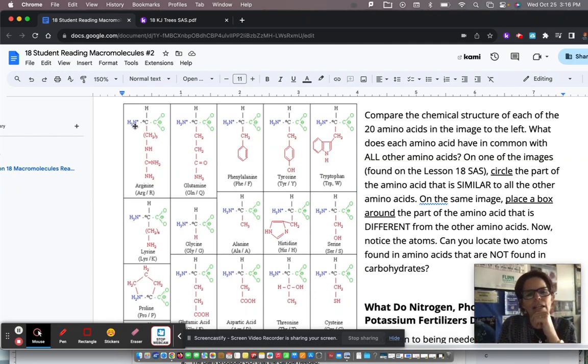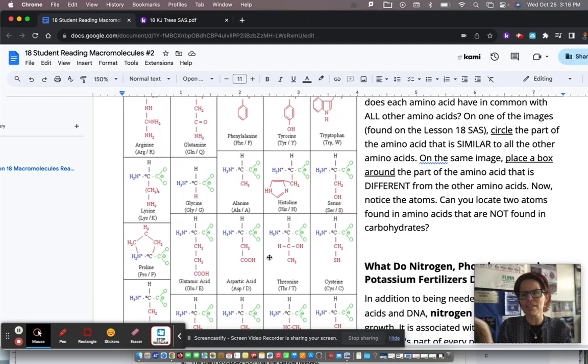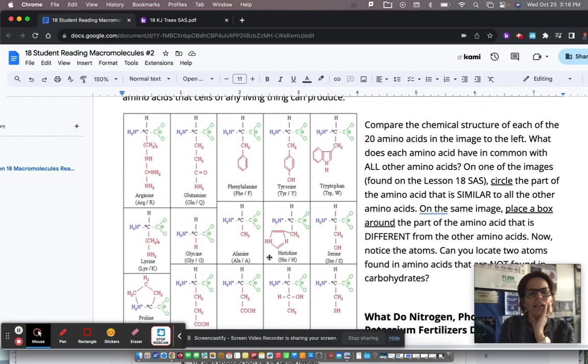So here's an N and 3 H's. The N is the blue one, and the H's are the white ones. And wait a minute, I see this blue in this one, and there it is in this one. Wait a minute, it's in every single one of the 20. KJ, they all have that in common. That wasn't that hard. All right, let's keep looking.